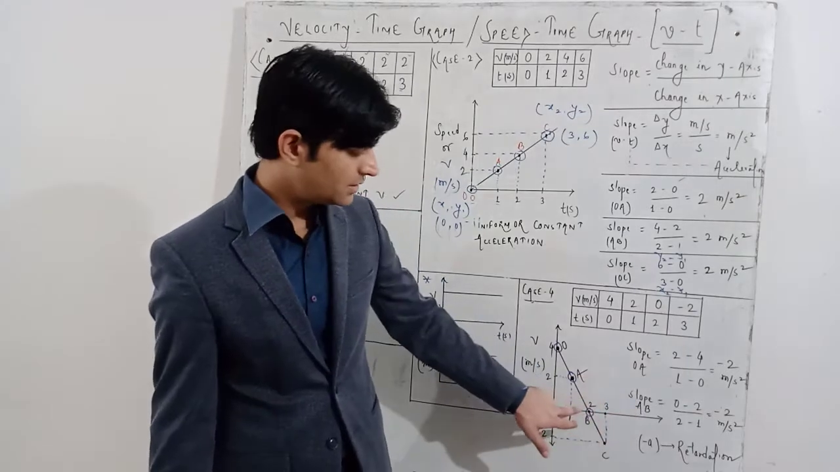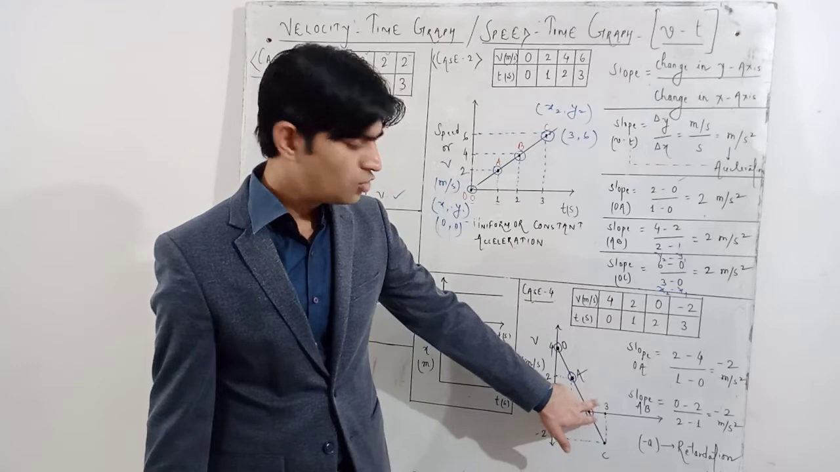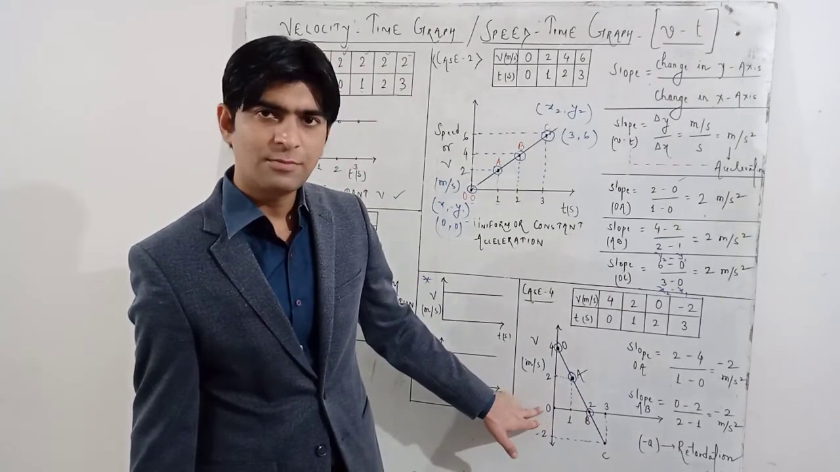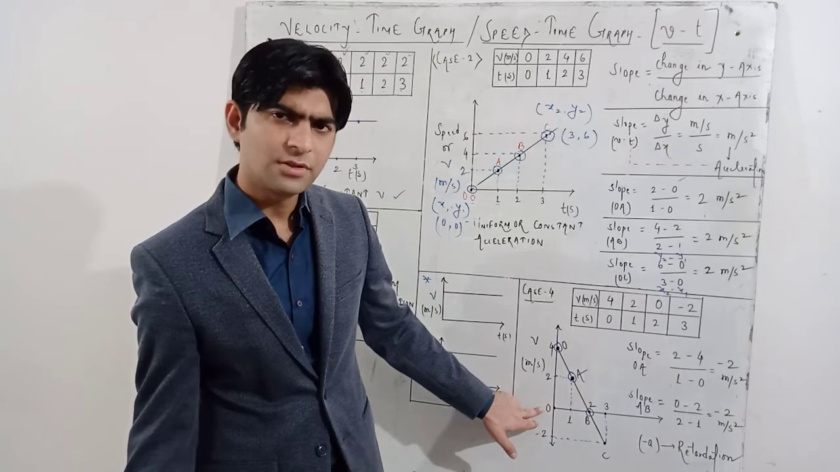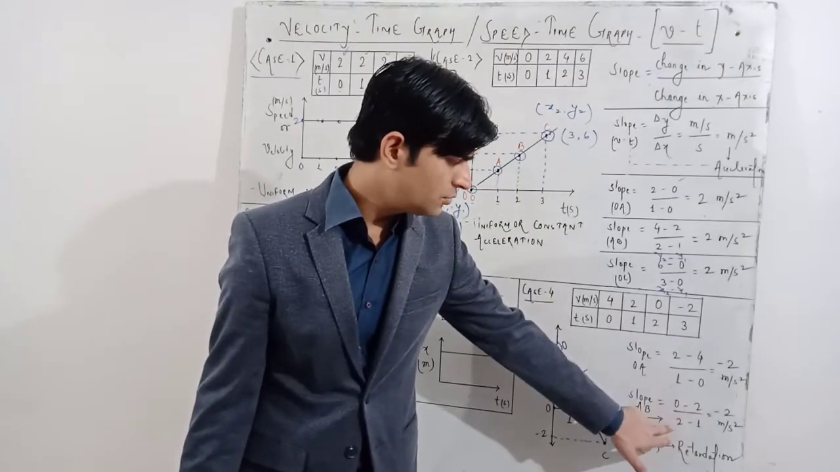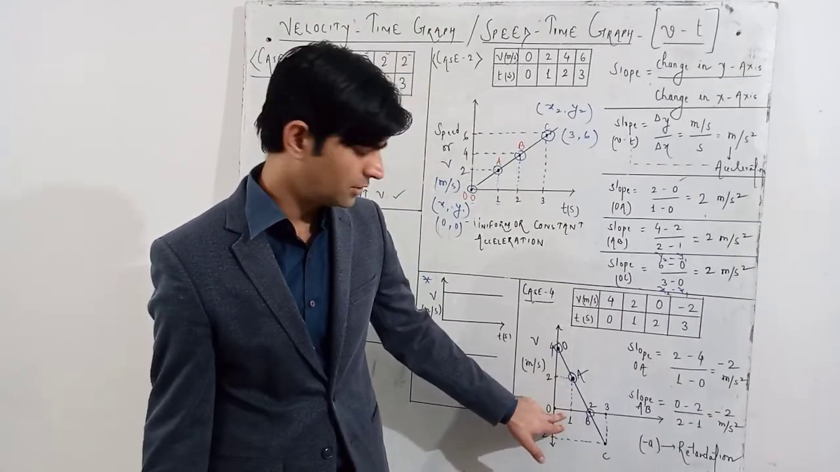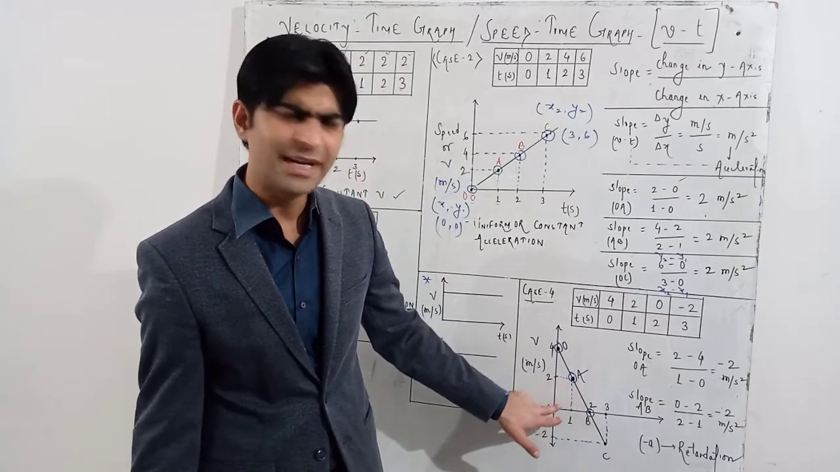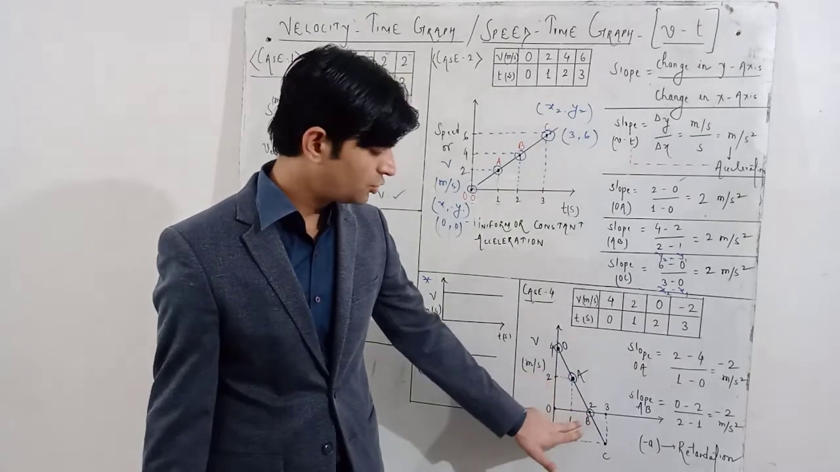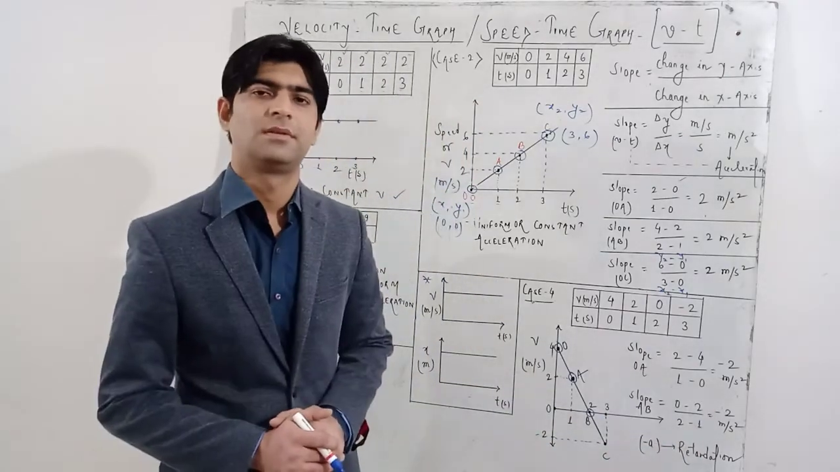Change in x-axis: what is written at x-axis corresponding to point B? 2. Corresponding to point A is written 1. So 2 minus 1. It is for portion AB. So 2 minus 1. This is minus 2 meter per second square.